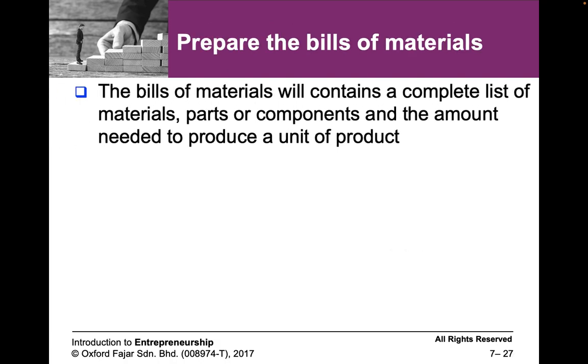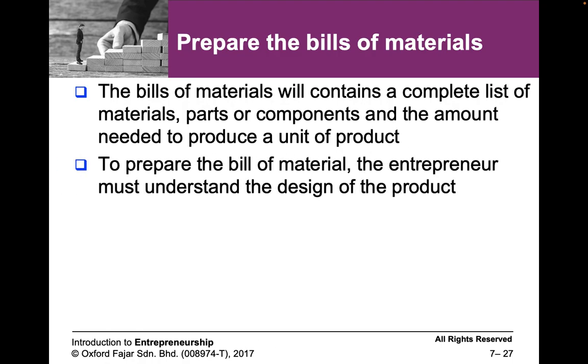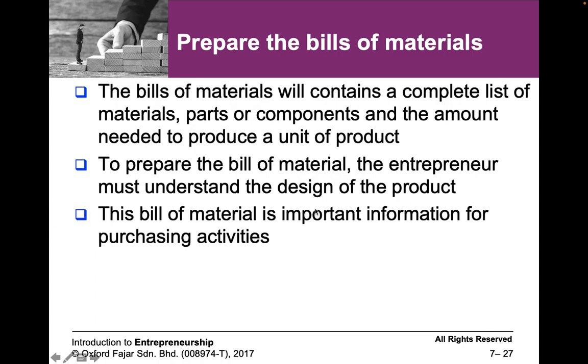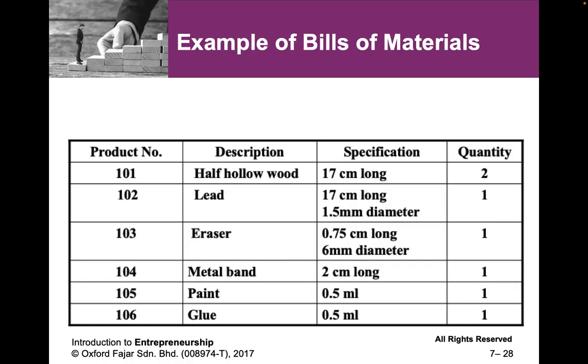The bill of material will contain a complete list of materials, parts or components and the amount needed to produce a unit of product. To prepare the bill of material, the entrepreneur must understand the design of the product. This bill of material is important information for purchasing activity. So this is an example of bill of material. Okay, so this is the detail.